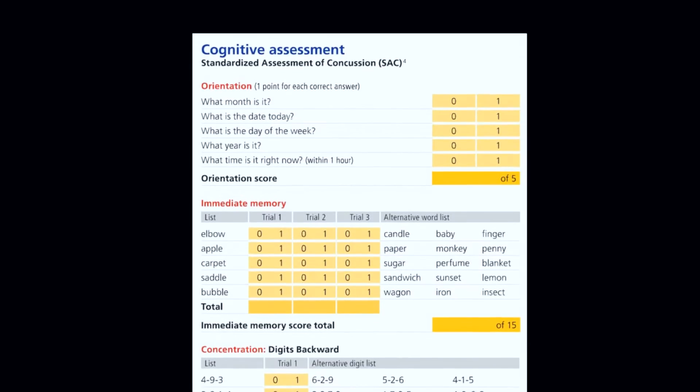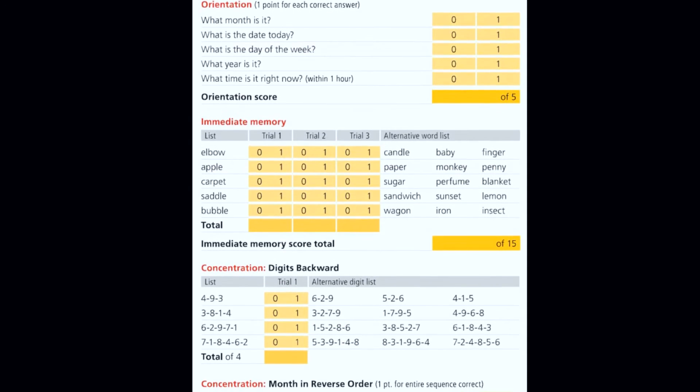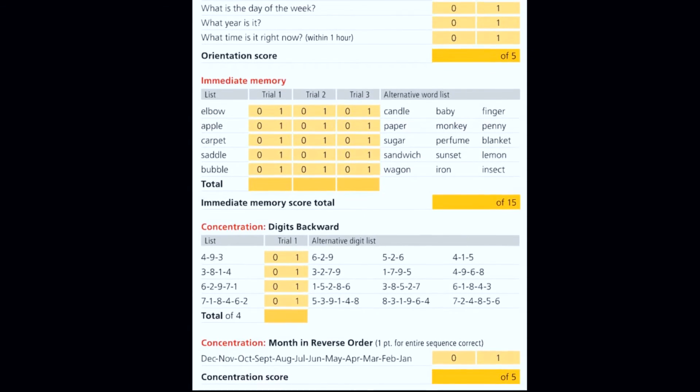The next section is the cognitive assessment. We'll be asking some orientation questions first, and then memory and recall, and concentration. For this, I'm going to have my model, Ethan, join us. Ethan, thank you for joining me today. I'm going to start out by asking you a few questions.